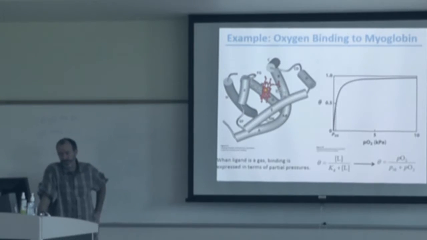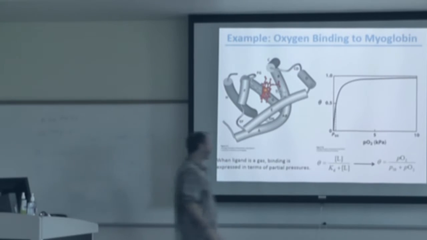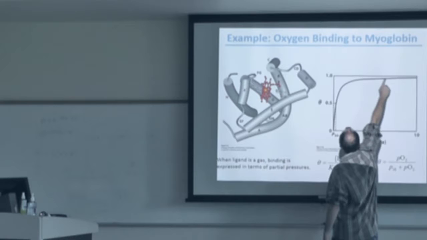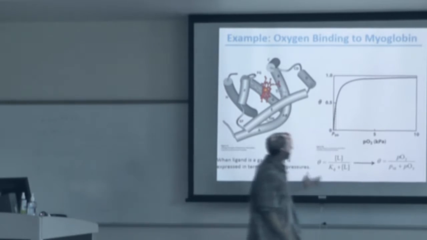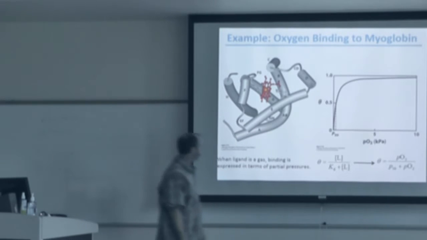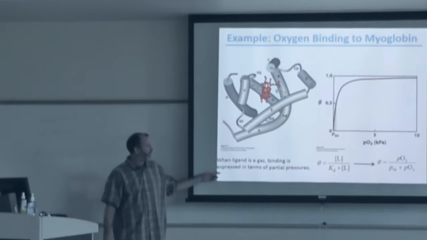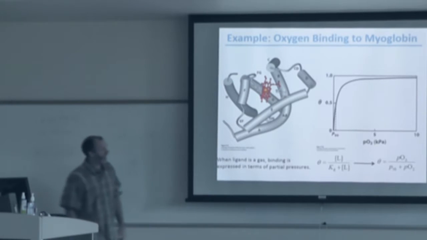And the example of this is the oxygen binding of myoglobin. It's like this rectangular parabola, and you get saturation quite quickly as you increase the concentration or partial pressure of oxygen. So when a ligand is a gas, binding is expressed typically as partial pressure of the gas.